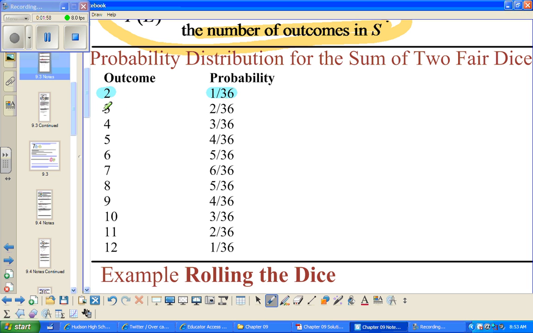Now, you could have an outcome of 3. 2 out of the 36 different outcomes will get you a 3. What 2? Well, one die could be a 1, the other could be a 2, or vice versa, and so on and so forth. So here are all the outcomes possible, and then here are the different probabilities for each one. Once you do that work, figuring that out, you then can find probabilities quite easily.